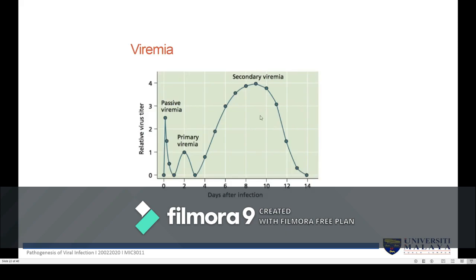So this is the example. Passive viremia is actually the inoculation, the first one. It is not actively replicating, but when it starts replicating, it will be like this. Primary viremia, but then on secondary viremia, it will be very high.